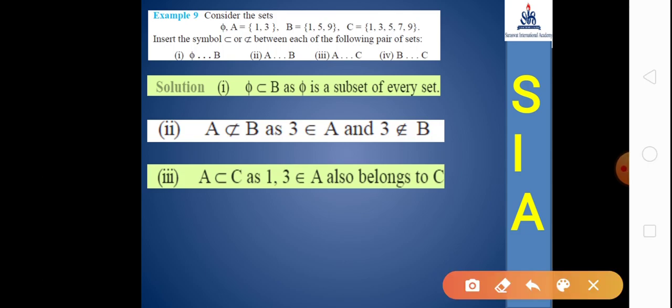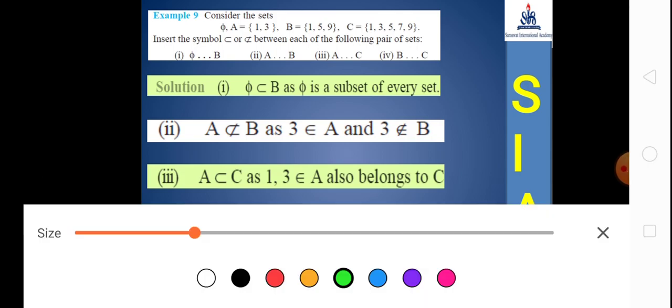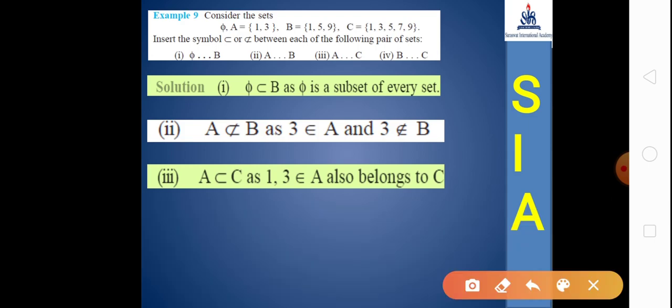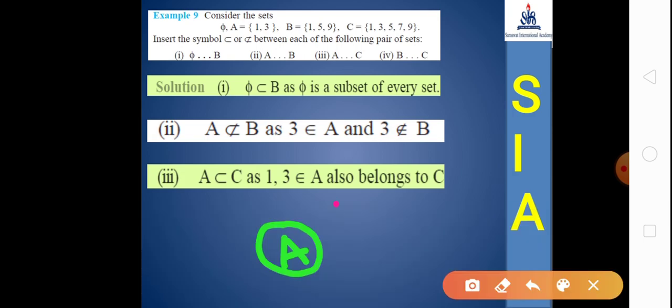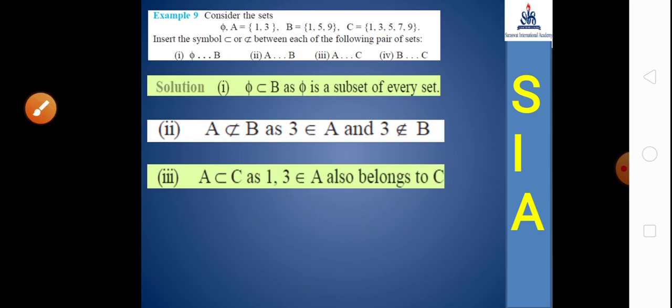So students, here I draw two simple drawings for your better understanding. Here A is the given set, and outside it, definitely you have the C set. This is the C set. Then the elements of A are present in C. Again, repeating, students: when a subset applies, every element of A is present in C. Therefore I can say A is a subset of C.